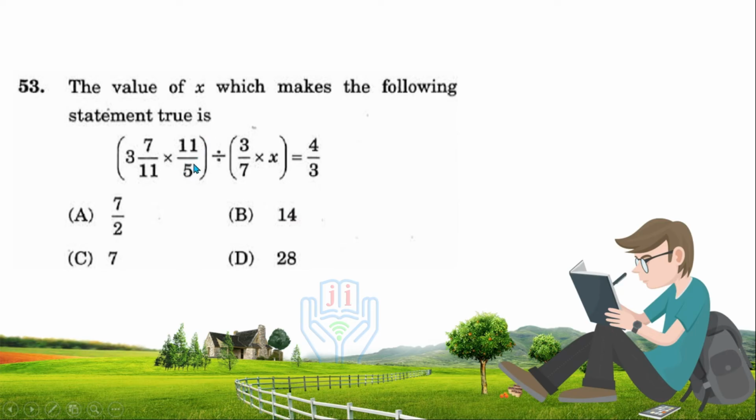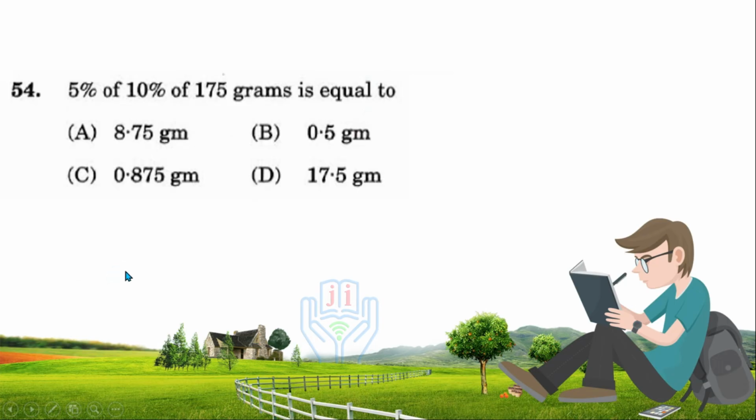3/7 × 11/11 × 5 ÷ 3/7 × x = 4/3. Calculate it. Answer will be C, 7. 5% of 10% of 175 grams is equal to, if you multiply, the answer will be 0.5 grams.